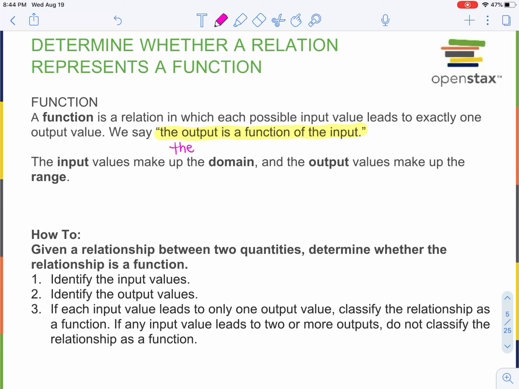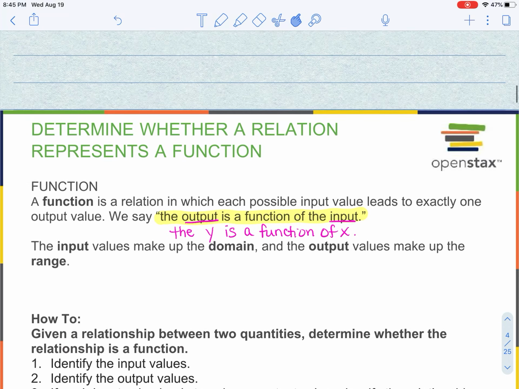So this is the same thing as saying the y is a function of x. So think about it that way, because output is y, input is usually x. And this will come in handy later when we are trying to write things in what is called function notation. Also remember that the input values make up the domain and the output values make up the range. So we want to know how to, given a relationship between two quantities, determine whether the relationship is a function.